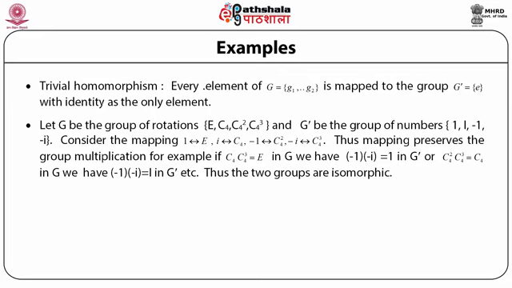Likewise, C4 square times C4 cube is equal to C4 in G, whereas in G prime, the mapping of C4 square is minus 1 and of C4 cube is minus i. Therefore, C4 square times C4 cube goes to minus 1 into minus i, which is equal to i in G prime. Thus, the two groups are isomorphic.